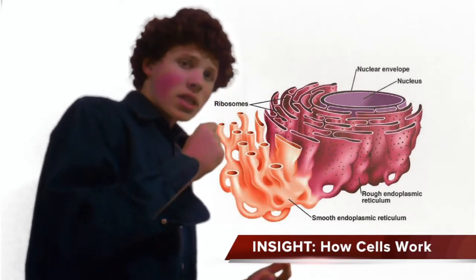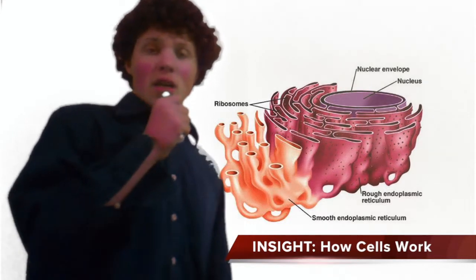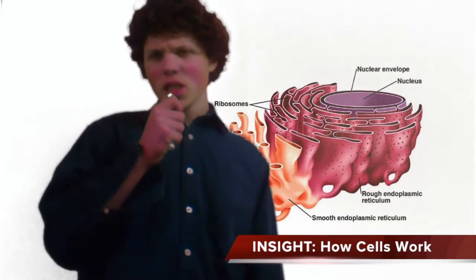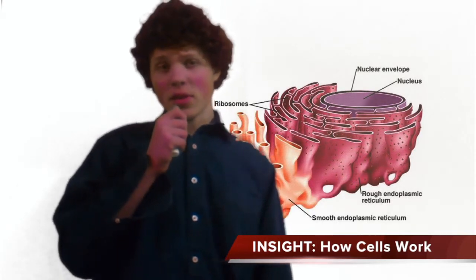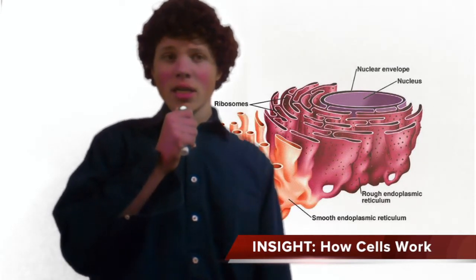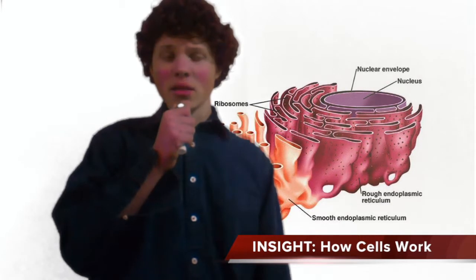And they are actually attached to each other. So the rough endoplasmic reticulum is attached to the outside of the nuclear membrane, which is the thin layer that surrounds the outside of the nucleus. Now, the rough endoplasmic reticulum is a rough folded up membrane that forms a barrier around the nucleus. It has multiple folded up layers.